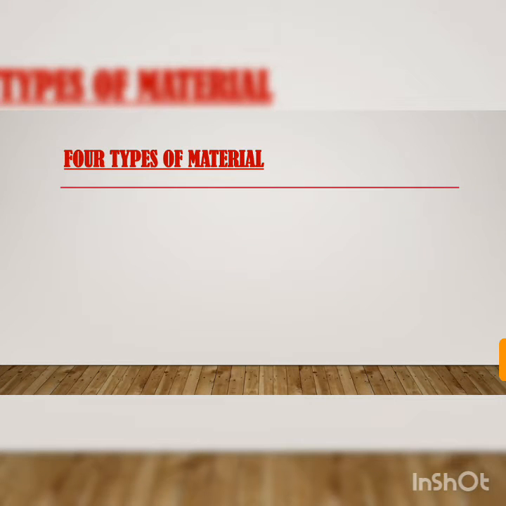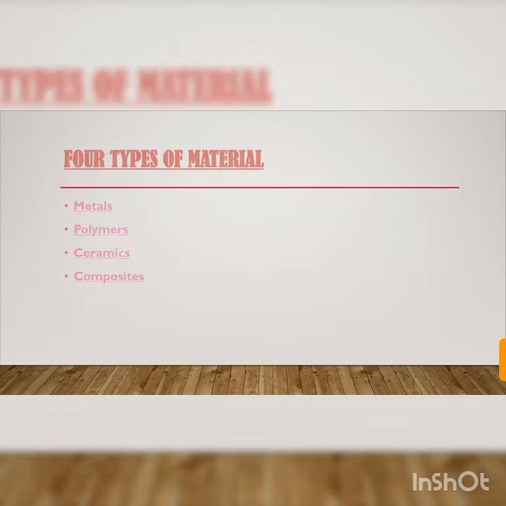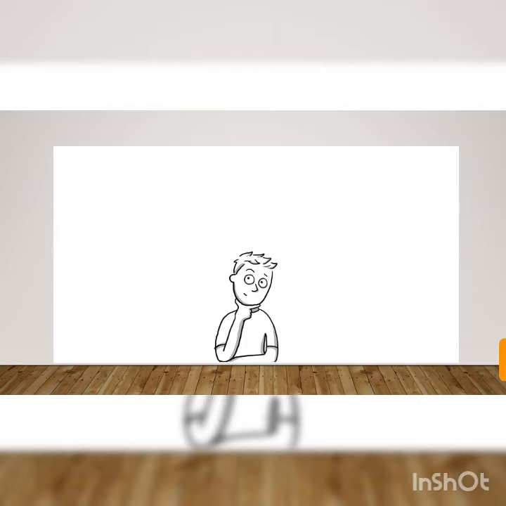Now, I'll tell you four types of materials. First is metals. Second is polymers. Third is ceramics. And the fourth is composites. Now, here's a small video related to basic introduction of material science.